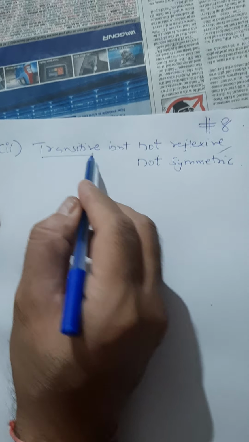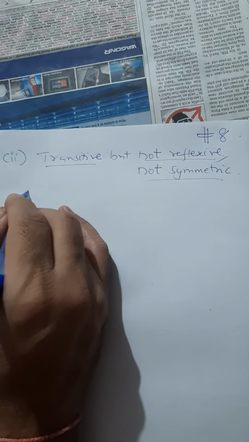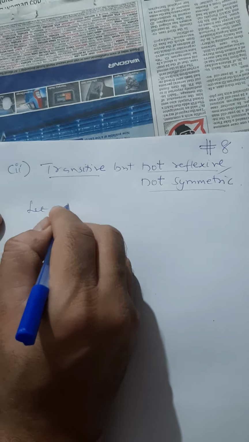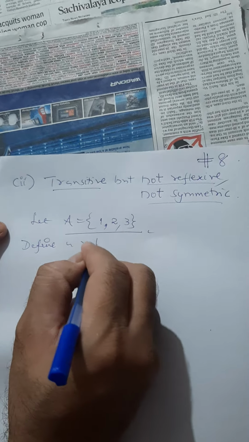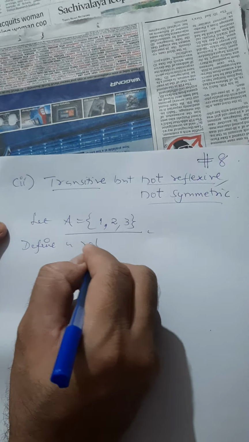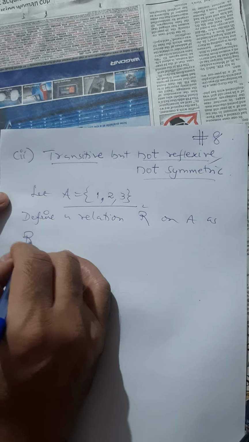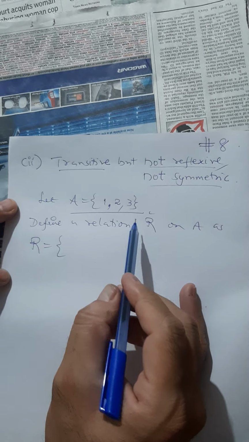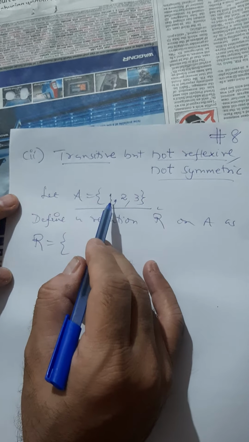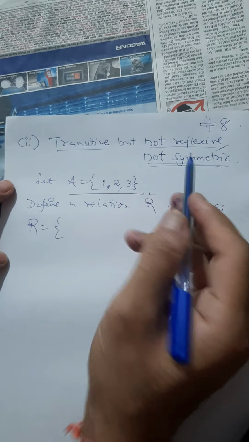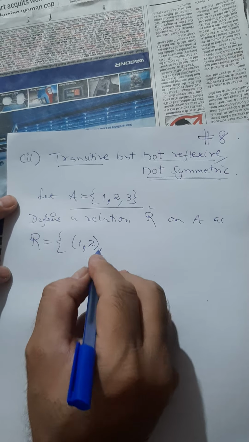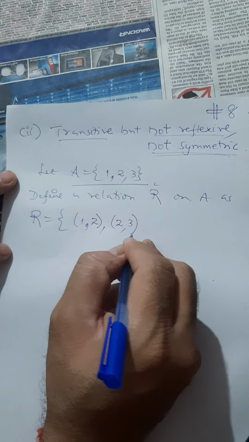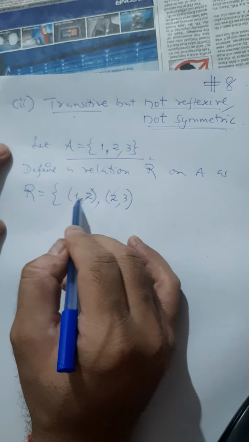Next is you want transitive relation, but not reflexive, not symmetric. So I'll take a set for example. Again, let me take 1, 2 and 3 and define a relation. Define a relation R on A as R equals to, I don't want reflexive, so I'll not put 1, 1, 2, 2 and 3, 3. Not symmetric, that means reverse should not be present. So 1, 2 I'm for example putting. Next I have taken 2, 3. Now I want transitive, so I need to put 1, 3 also.